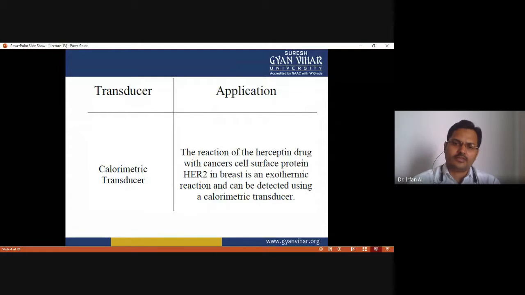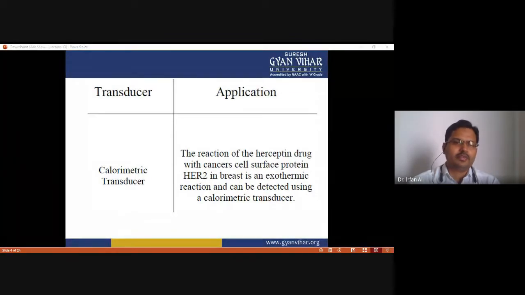In this table we will discuss various types of transducers that can be used for detection in the biosensor. The first device is the calorimetric transducer. This calorimetric transducer can be used for the reaction of the Herceptin drug with a cancer cell surface protein in breast cancer, which is an exothermic reaction and capable of being detected using a calorimetric transducer.